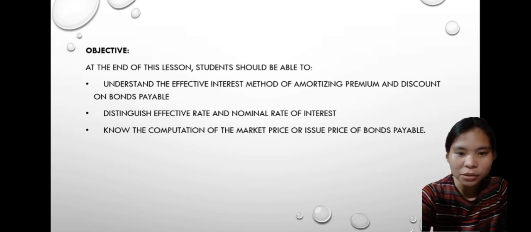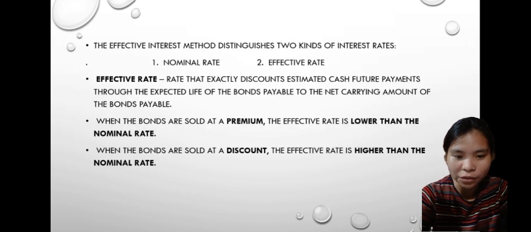The effective interest method distinguishes two kinds of interest rates. First, the nominal rate, also known as the coupon rate, and second, the effective rate, also called the yield rate. The effective rate is the rate that exactly discounts estimated future cash payments through the expected life of the bonds payable to the net carrying amount of the bonds payable. When the bonds are sold at a premium, the effective rate is lower than the nominal rate. While when the bonds are sold at a discount, the effective rate is higher than the nominal rate.